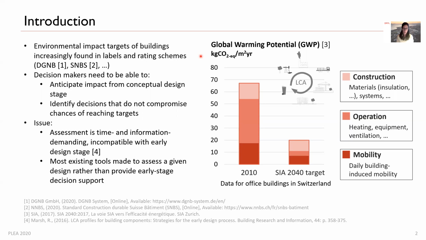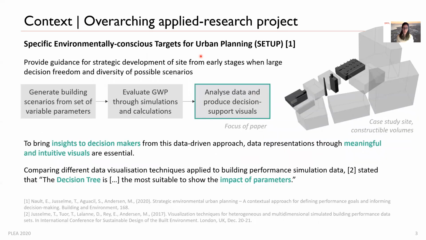What is reported in this paper falls within a larger research project called Specific Environmentally Conscious Targets for Urban Planning. I invite you to read this journal paper which describes this project. Here I'm going to quickly focus on the topic of this conference paper, which is how to provide meaningful and interactive visualization of a large data set to help decision makers. So here we're focusing on the decision tree technique, which is said to be one of the most suitable methods to show the impact of parameters, here decision or design parameters.